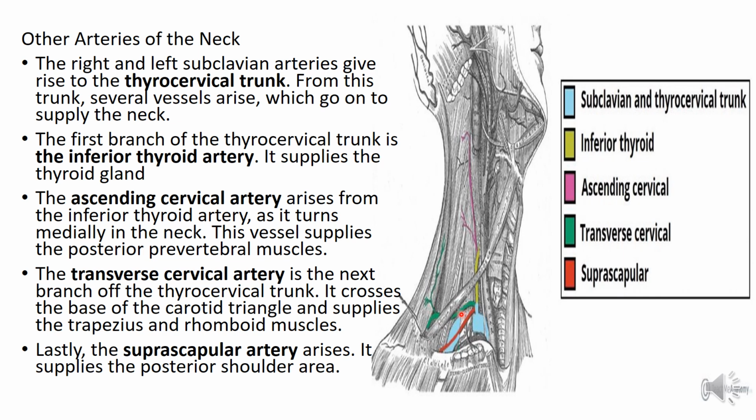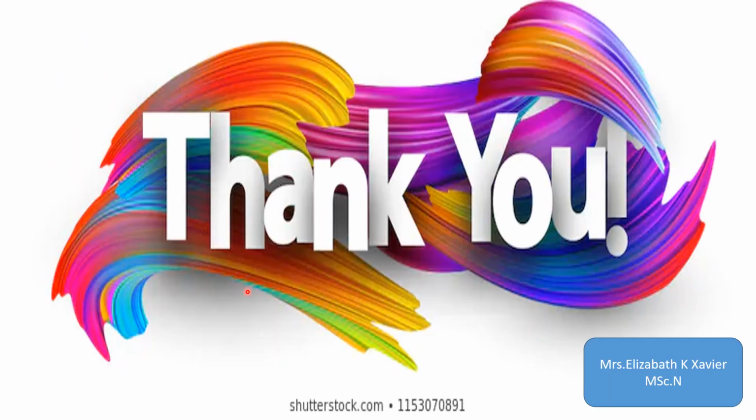And lastly, the suprascapular artery arises. Suprascapular artery, the brick colored vessel. It supplies the posterior shoulder area. So the other arteries of the neck include the thyrocervical trunk, inferior thyroid artery, ascending cervical artery, transverse cervical artery, and the suprascapular artery. This is in brief the overview of arteries of the head and neck.